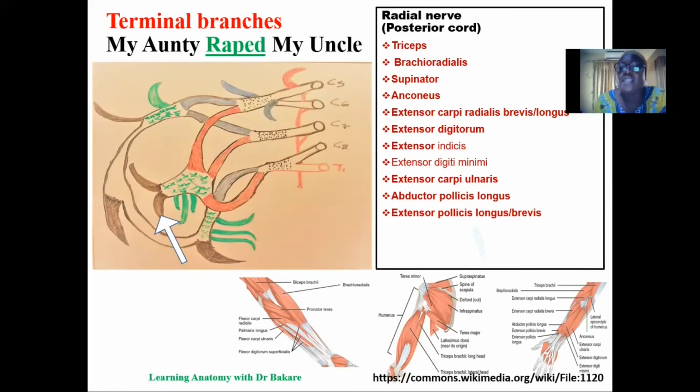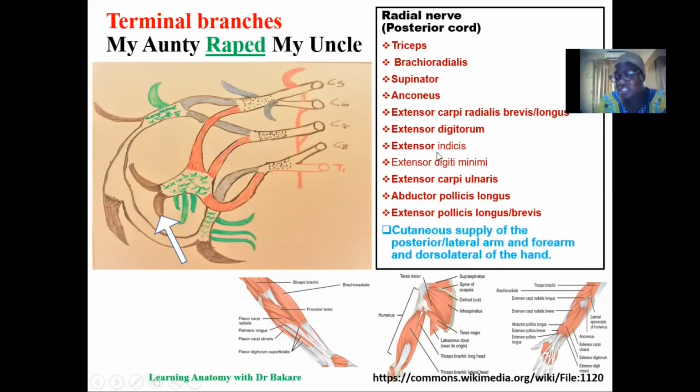Then we have cutaneous innervation of the radial nerve, supplying the posterior lateral part of the arm and also the posterior lateral part of the forearm. It also supplies the dorsolateral part of the hand, which means the posterior part of the hand, but on the lateral side. So these are the innervations of the radial nerve.